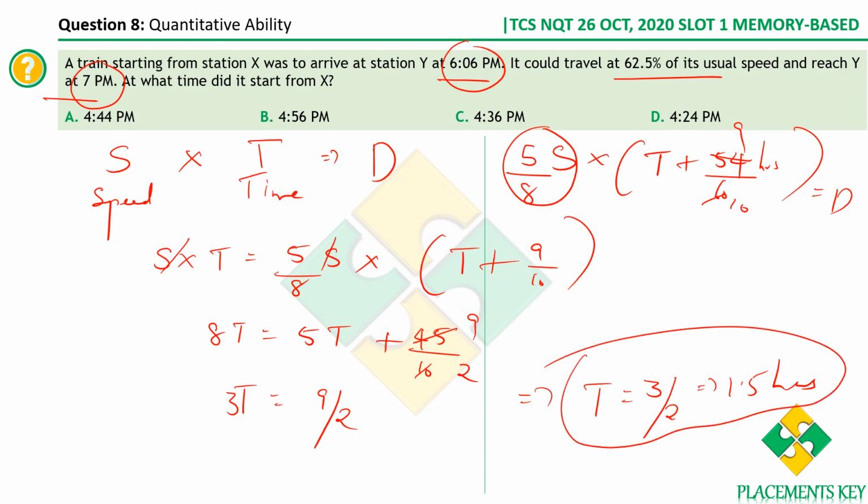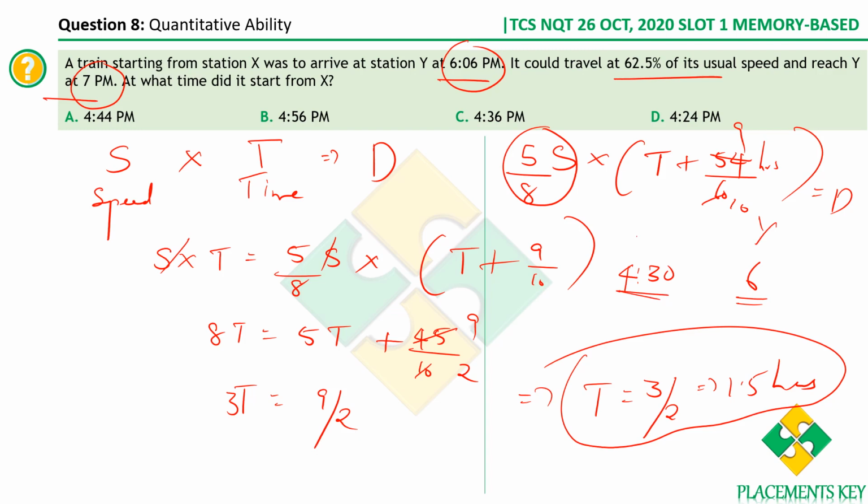Therefore, he usually takes 1.5 hours to reach the destination. That is the usual time. Let's say he reached station Y at 6. So when should he have started? He should have started at 4:30. Are you understanding? If he reaches station Y at 6, he should start 1.5 hours earlier. Therefore, he should have started at 4:30.